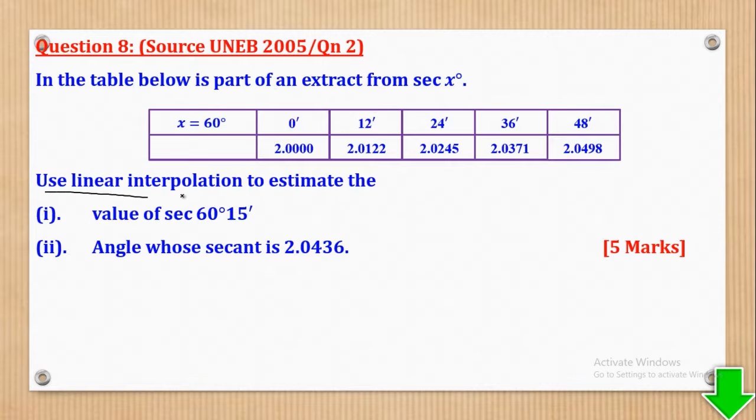Therefore they said use linear interpolation to estimate, Roman 1, the value of sec 60 degrees 15 prime. So 15 divided by 60 is 0.25. Therefore 60 degrees 15 prime means 60.25, but in this case we don't alter what is given, so we are going to leave it as prime and see how it is worked out.